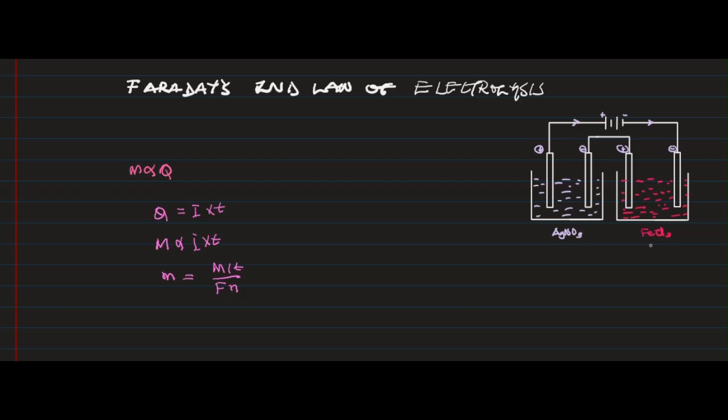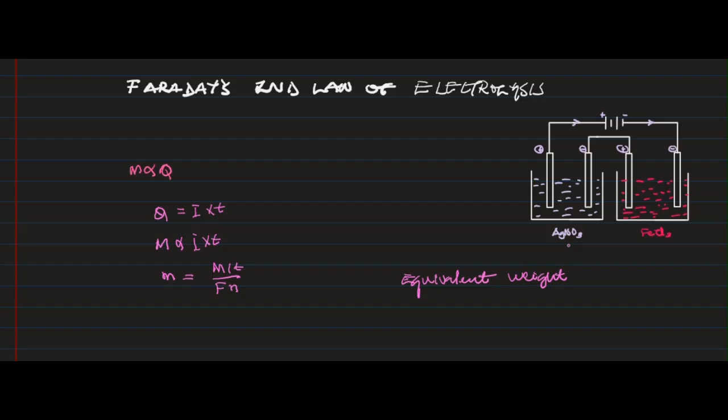So let's go again. It says whenever the same quantity of electricity is passed through different electrolytes connected in series, the masses of the substances liberated at the electrodes are directly proportional to the chemical equivalent. So there is a new word here, chemical equivalent. We can also call it equivalent weight. So what is this chemical equivalent?